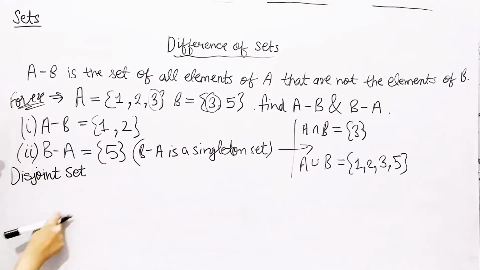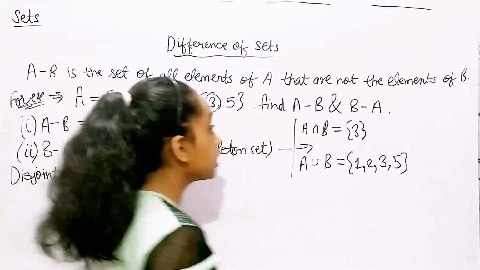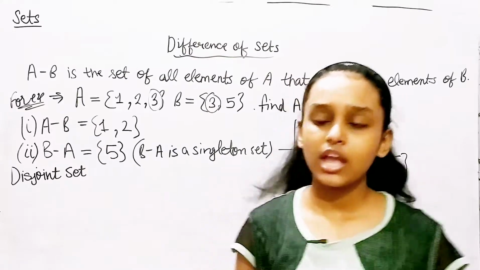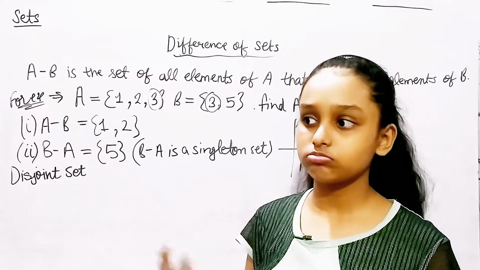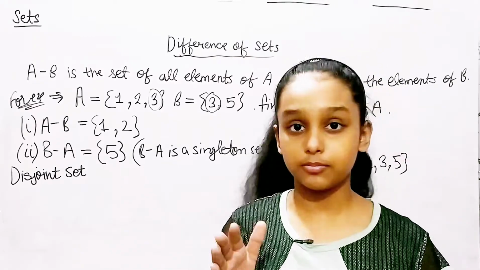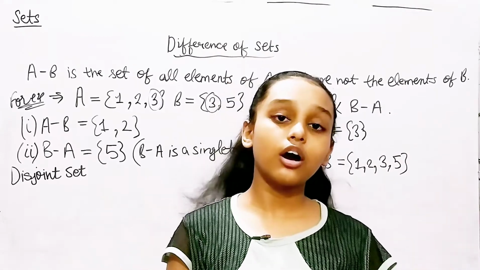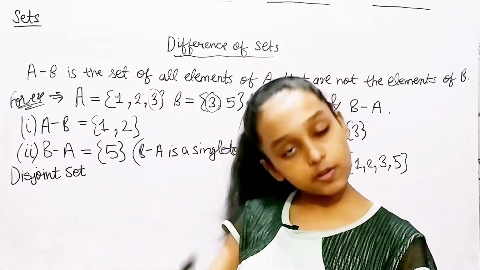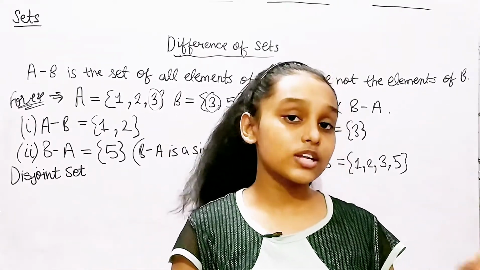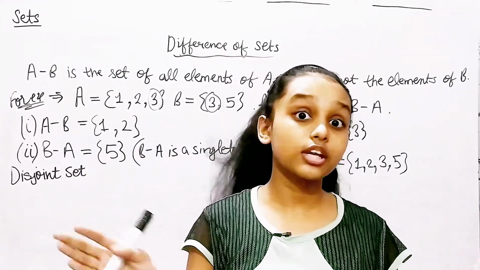Okay, so disjoint set is actually... let's say we have two sets, set A and B. Set A is equal to the elements 1, 2, 3, and set B is equal to the elements 4, 5, 6. So can you tell me, is there any element that is common between those two sets? No, because in set A we have only three elements, and that is 1, 2, 3. But in set B we also have 3 elements, but those aren't 1, 2, 3. They are 4, 5, 6. So I can say that there's nothing common between them.